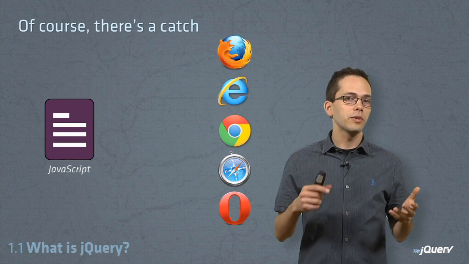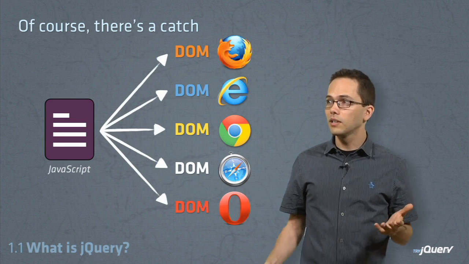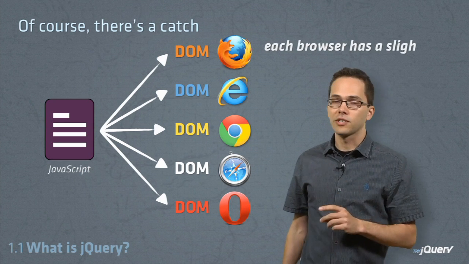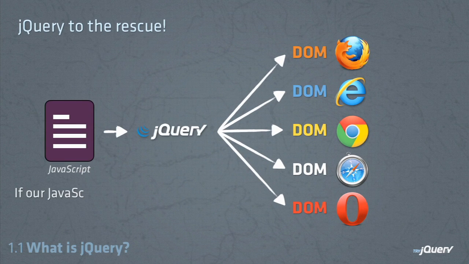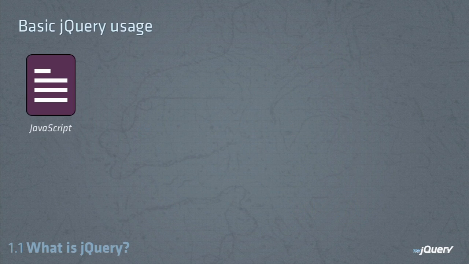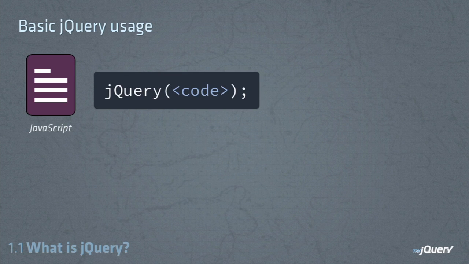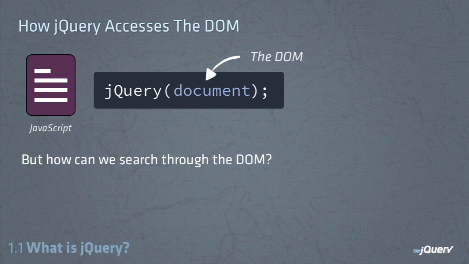So you might be wondering, why don't we use JavaScript to interact with every browser? Why do we even need jQuery? Well, the catch here is that each browser has a slightly different DOM interface. This is where jQuery comes in, so you can write one piece of code which can communicate with all modern web browsers. In order to access the DOM using jQuery, we'll put some code inside of this jQuery function you see here. To access the DOM using jQuery, all we need to do is specify the document keyword you see here. But how can we search through the DOM and find that h1 element we were looking for?